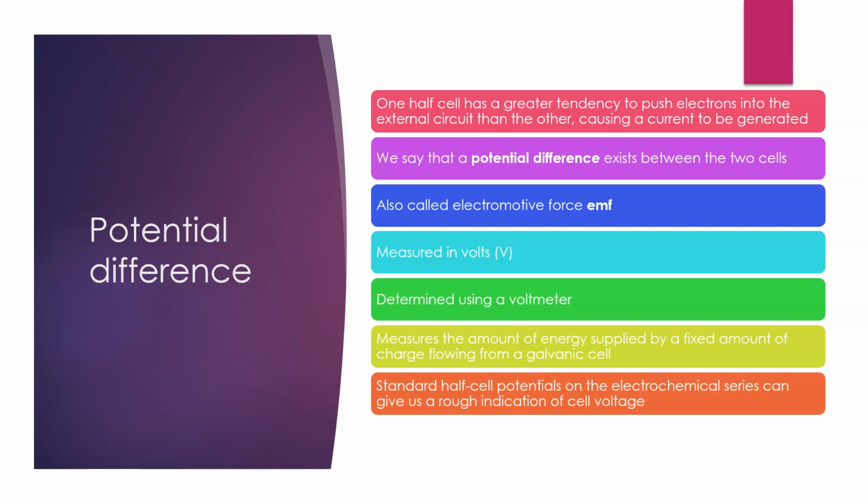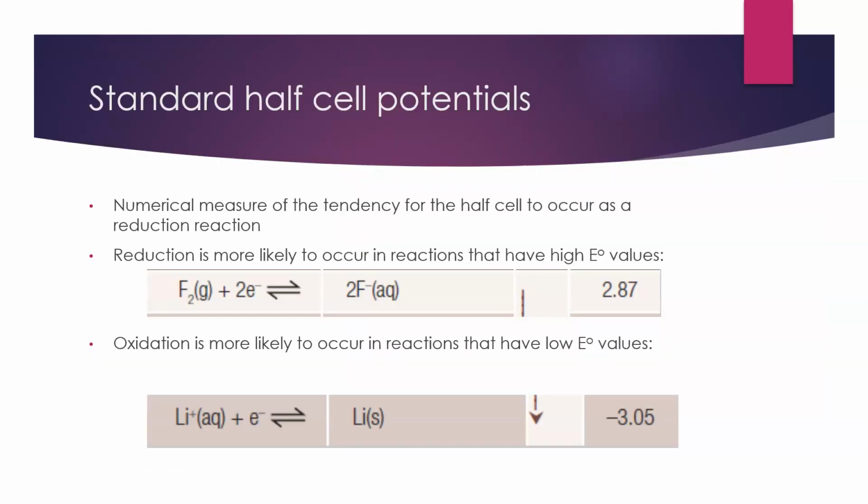So remembering that the surface area of the electrode needs to be in contact with the electrolyte, and those reaction conditions will limit or increase the amount of electrons that can be passed through our cell at any one point in time. The standard half-cell potentials of the electrochemical series can give us an indication of the cell voltage. Remember the numbers that are listed down the right-hand side of our electrochemical series? That is what we're going to use in order to calculate our cell voltage.